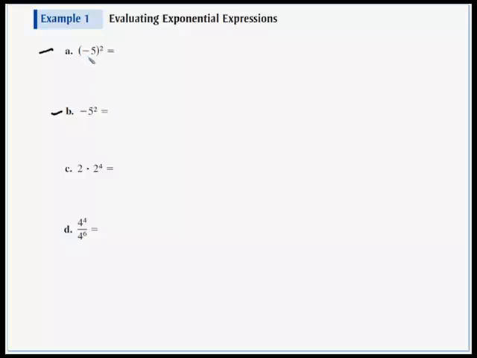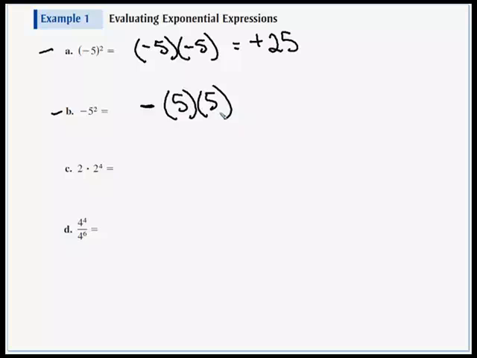Here it is quantity negative 5 squared. So that is negative 5 times negative 5. Negative times negative is positive. 5 times 5 is 25. Now here in the second one, this is negative 5 squared. So now we have a negative, and then we're going to do 5 squared. 5 times 5 again is 25, but now we have the negative sign along with it. So there is a big difference in the answers between those problems with the parentheses.